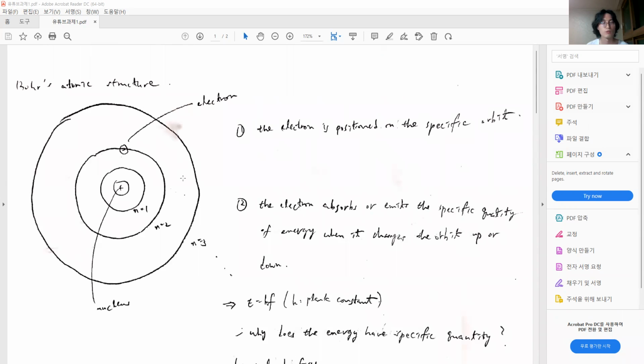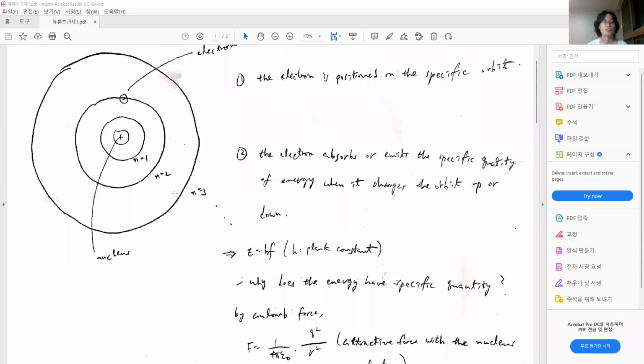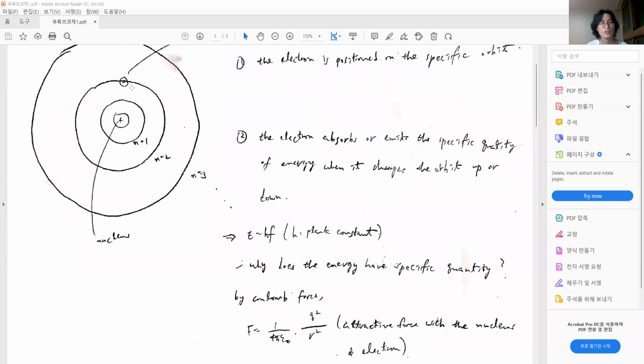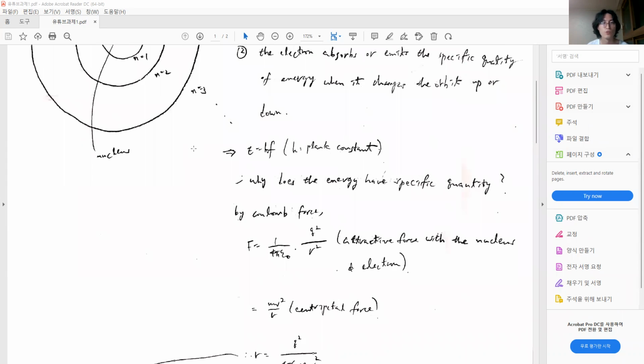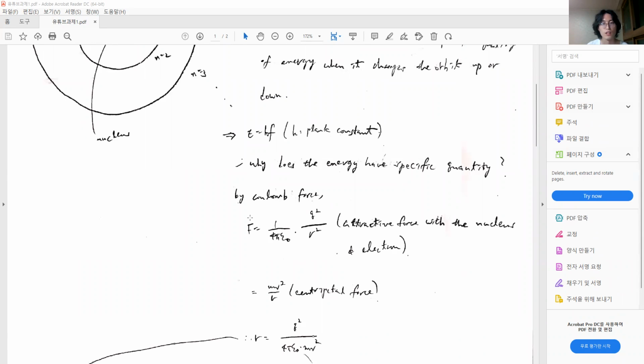In this Bohr's atomic structure, there is an attractive force between the nucleus and the electron, which can be explained by the Coulomb force. F equals 1 over 4 pi epsilon 0 multiplied by q square over r square.